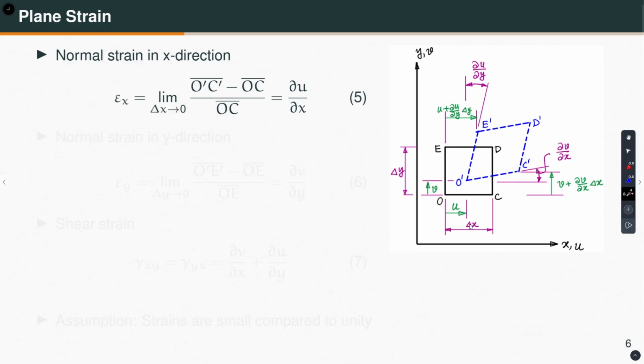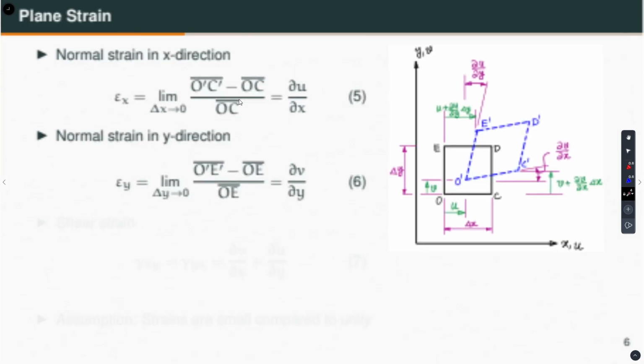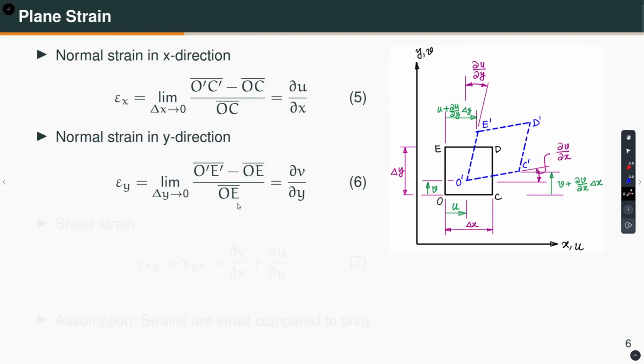As we have seen already, epsilon x does not change, it is going to be del u del x. From here it might appear a bit tricky, but you can do a detailed derivation and show that epsilon x is going to be del u del x for small strains, when the partial derivatives of the displacements are much smaller compared to unity. Or simply, O prime C prime minus OC divided by OC is del u del x. Similarly, the normal strain in the other direction is the same as before.